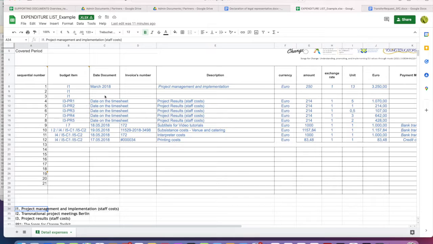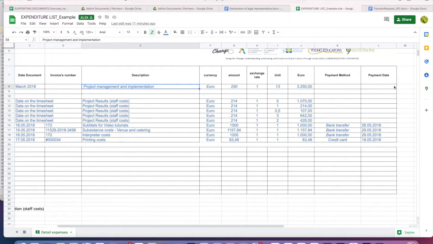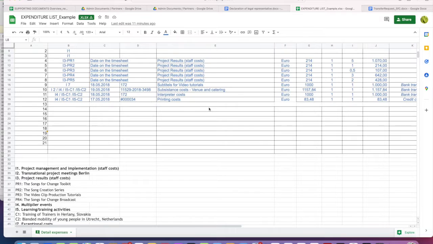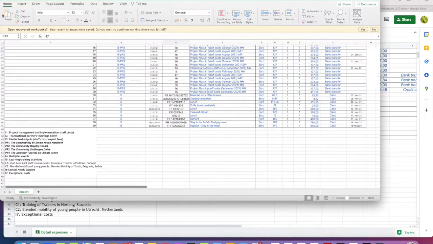All right. Then you have the date of the document and the invoice number, if there is an invoice number. You have then to describe what this expenditure was all about, the currency, the amount, of course, the exchange rate, if it applies. Usually for most of you it's in euro anyways, and then the unit, the full amount, and the payment method, so bank transfer, and also the date of the payment. Of course, this looks maybe complicated, but it's not so complicated. Let me show you an example. Here we go.